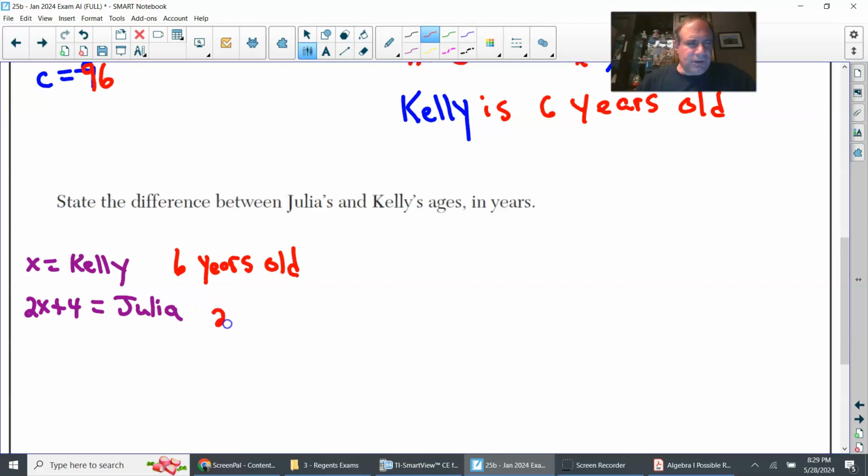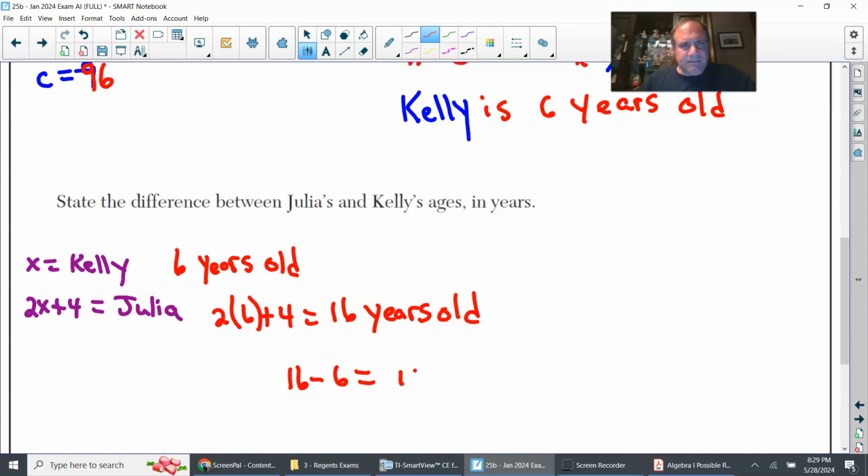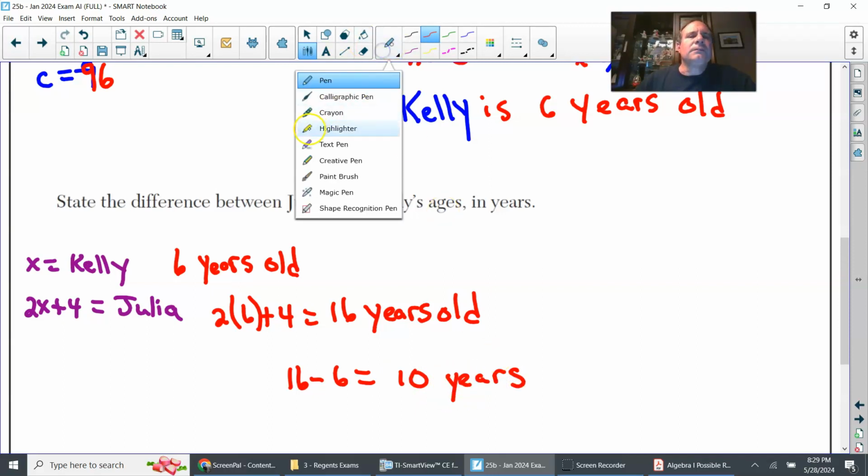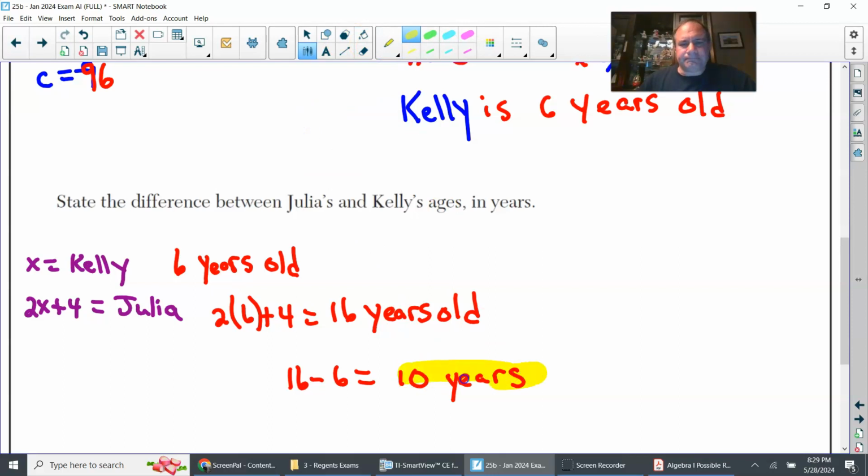Julia is 2 times 6 plus 4. So Julia is 16. So now the difference is 16 minus 6, which is 10. And that's that.